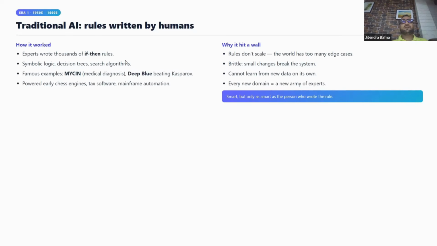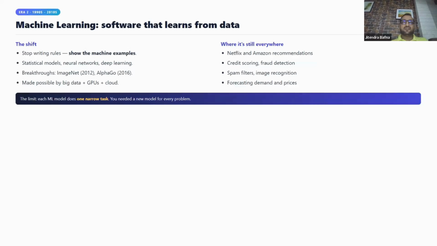Apart from that, traditional AI cannot learn from the data. It cannot evolve. So those are a few limitations of traditional AI. Then comes machine learning. We have a lot of learning algorithms like decision trees, random forest, supervised learning, unsupervised learning, neural networks, deep learning, and computer vision.